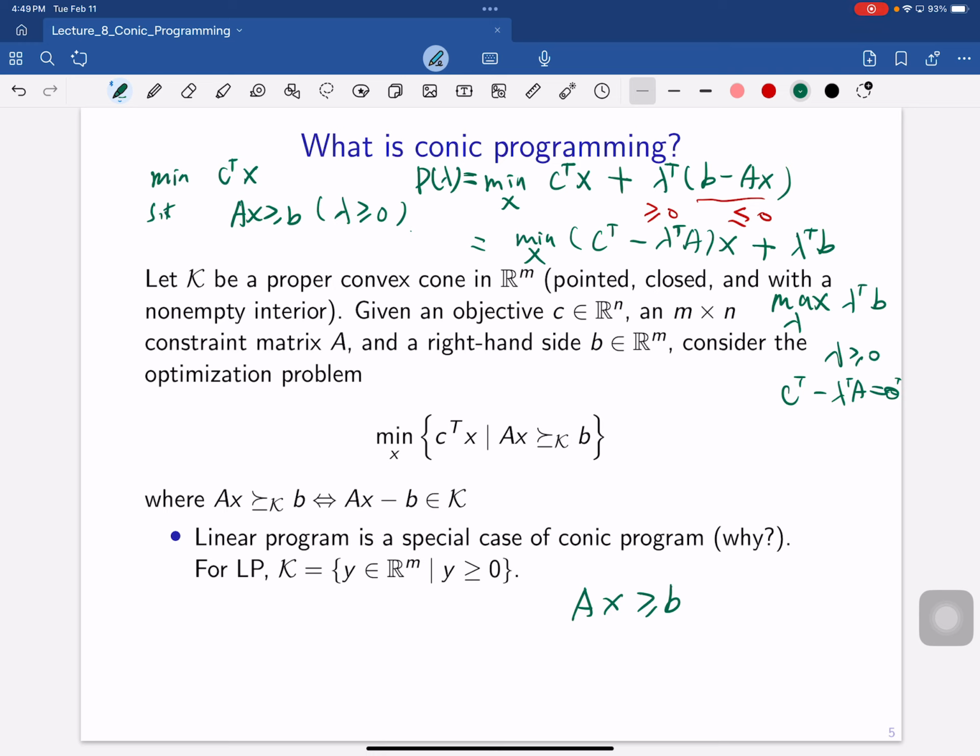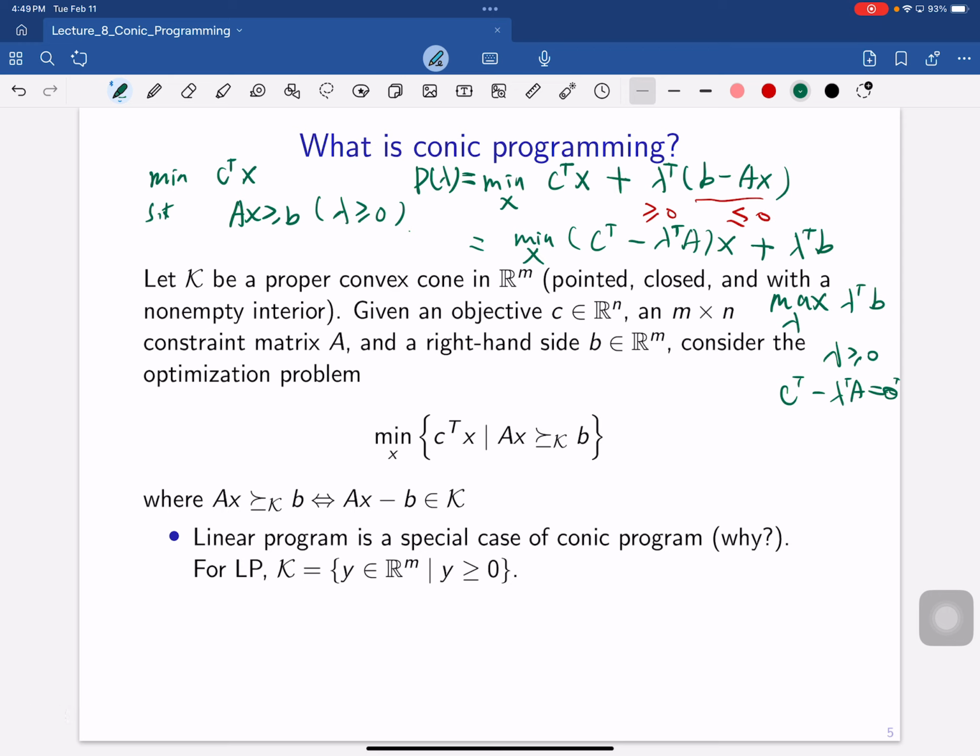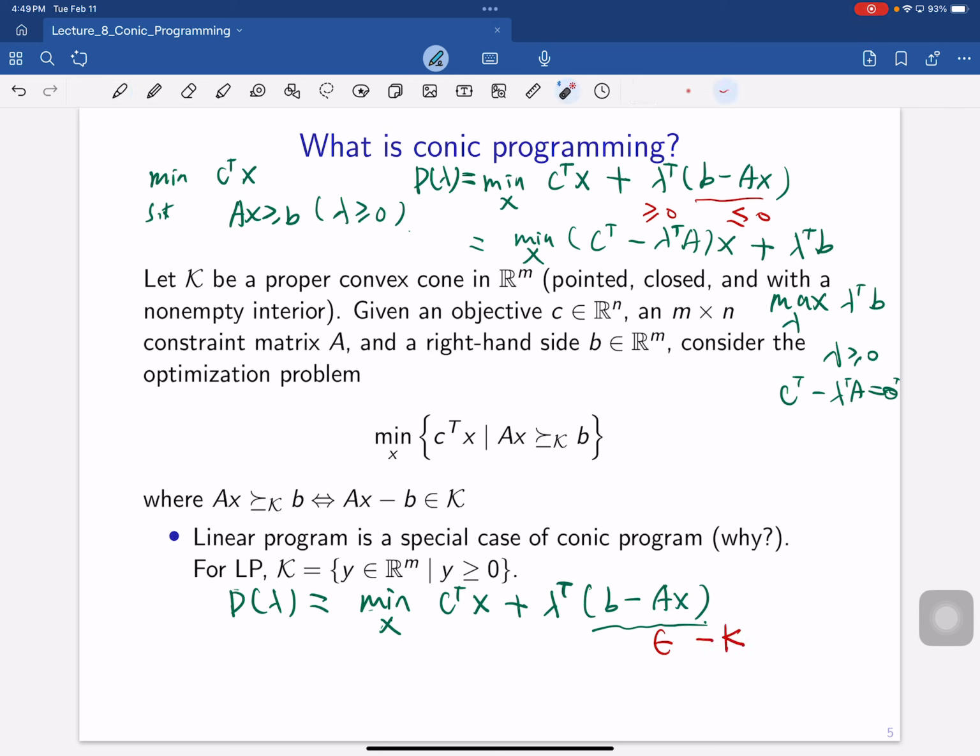Now let's think about how to generalize this Lagrangian dual to a conic program. Let's think about how to define the d lambda function. If you are minimizing over x, C transpose X plus lambda times B minus AX, what I know is that this particular term is in minus K, because by definition AX minus B is in cone K, and that's why B minus AX is in minus K.